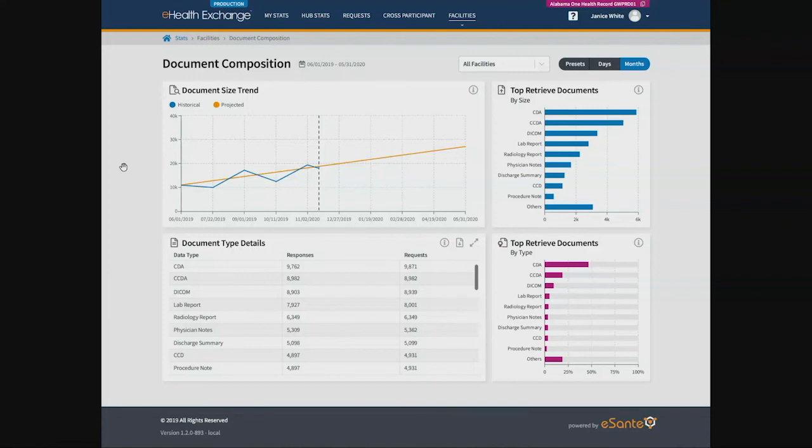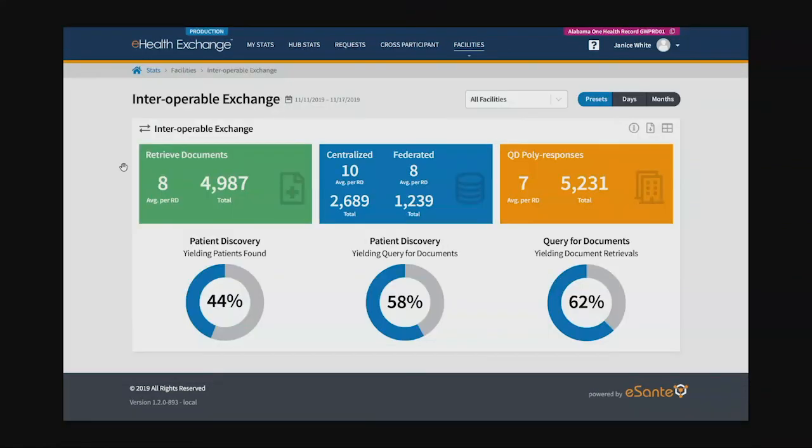If you could advance to the next page, please. I don't think, can I do that with the clicker? Yeah.